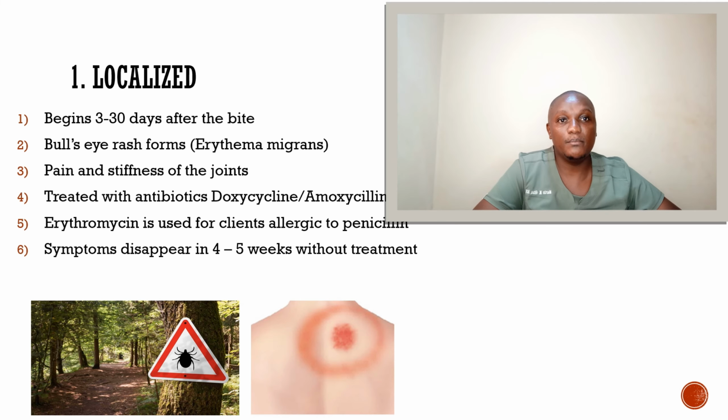So the localized stage begins 3 to 30 days after the bite, and that is where the patient will develop the bull's eye rash, which we normally call erythema migrans. The patient will also have pain and stiffness of the joints. Now this localized stage 1 can be treated with oral antibiotics. The antibiotics normally used to treat this condition are doxycycline and amoxicillin. And for those patients who are allergic to penicillin, we use erythromycin. If the symptoms are not treated, they will disappear within 4 to 5 weeks.